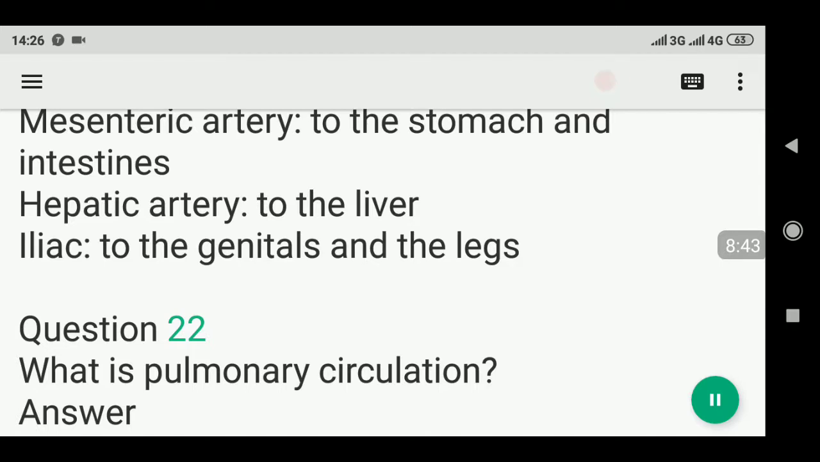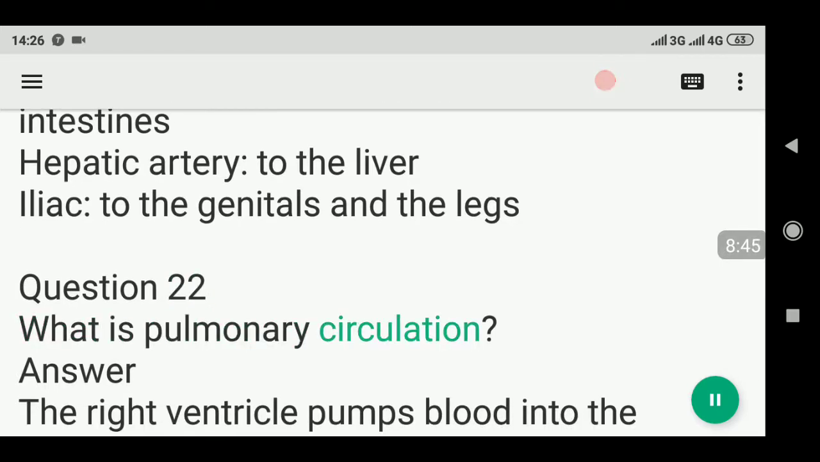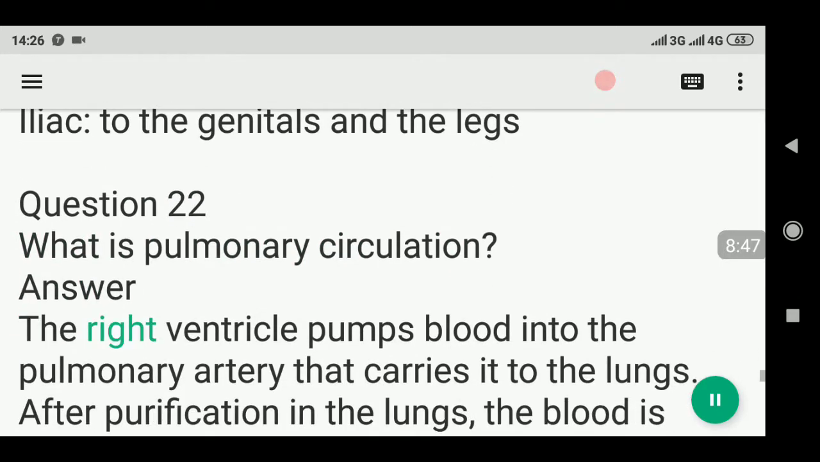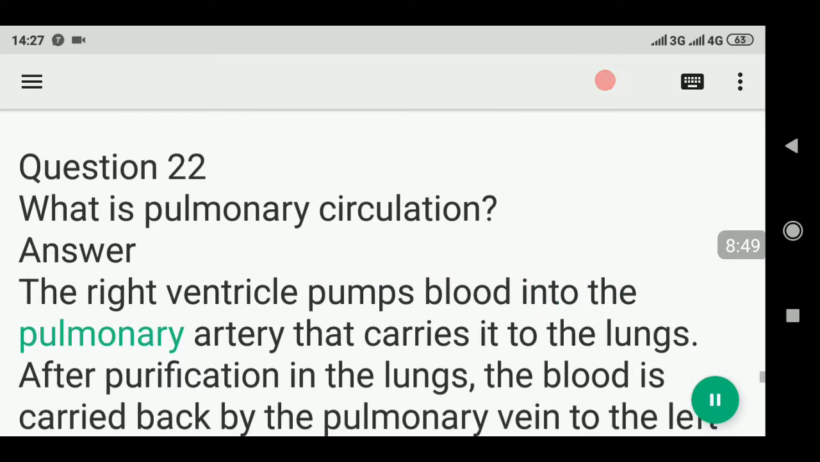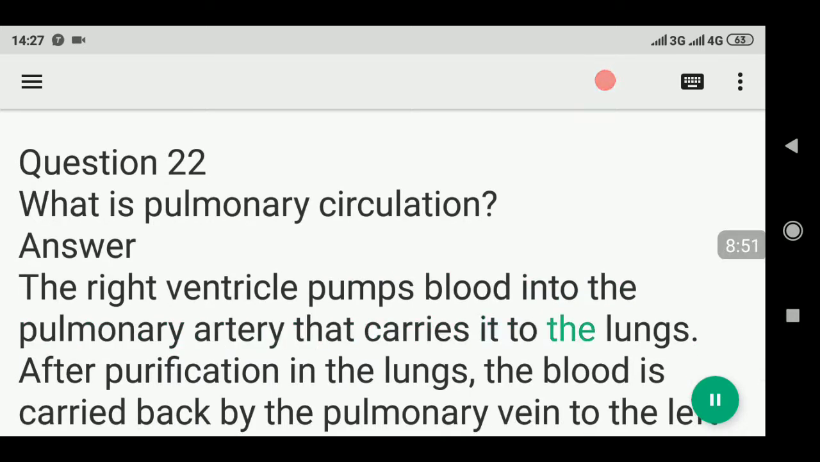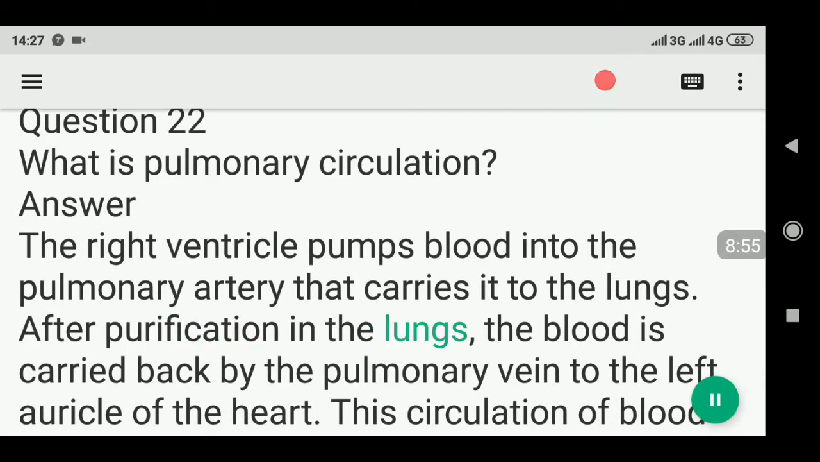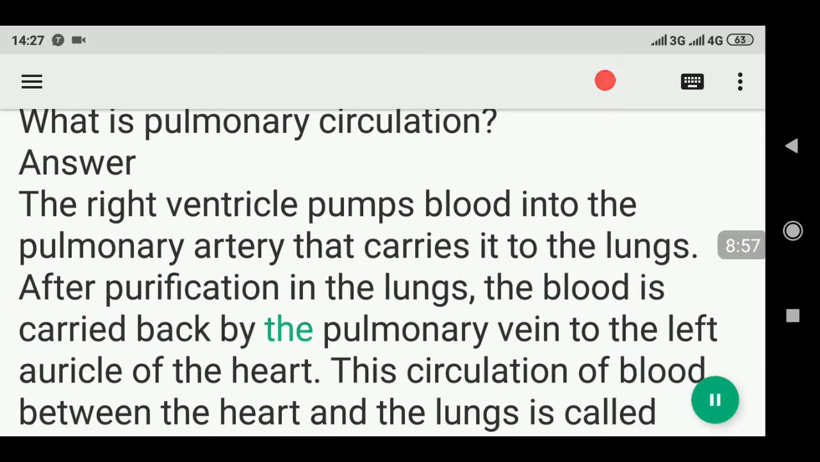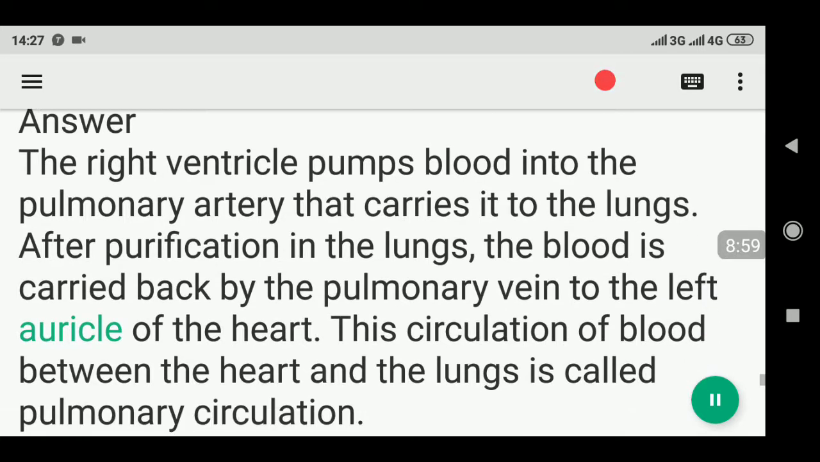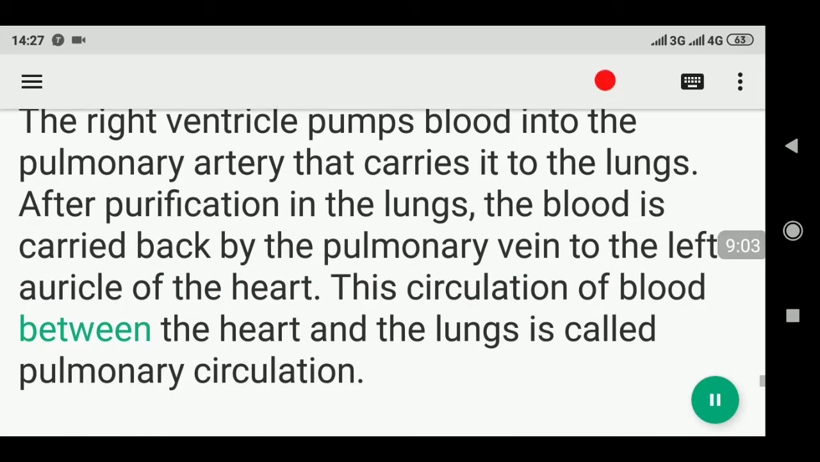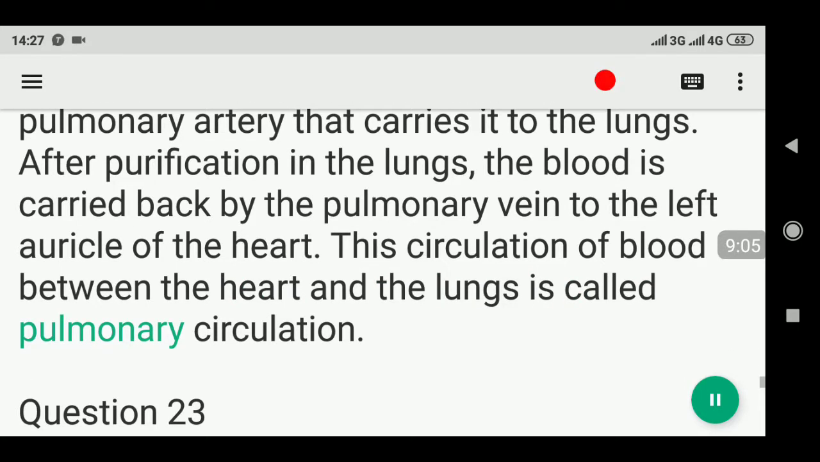Question 22. What is pulmonary circulation? Answer. The right ventricle pumps blood into the pulmonary artery that carries it to the lungs. After purification in the lungs, the blood is carried back by the pulmonary vein to the left auricle of the heart. The circulation of blood between the heart and the lungs is called pulmonary circulation.